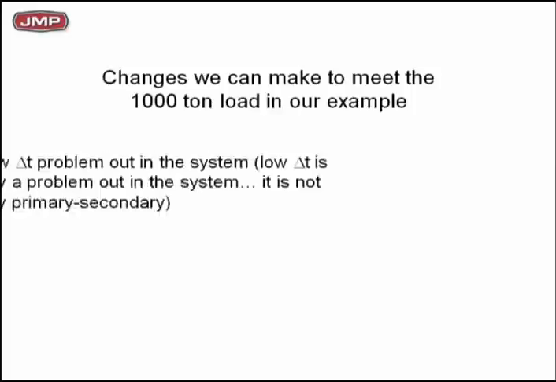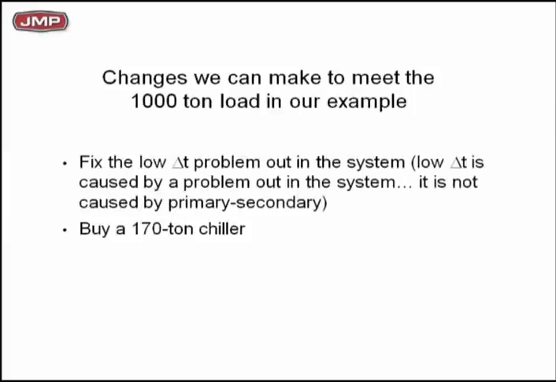So let's take a little bit of a look at this. How can we fix the problem? First thing to do is fix that low delta T problem out of the system. If you can fix it, get the 56 degrees back up, you're going to win. You're going to save energy. You're going to have plenty of chiller capacity. You're going to be able to get 1,000 tons.